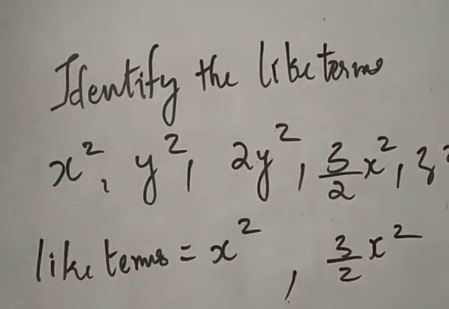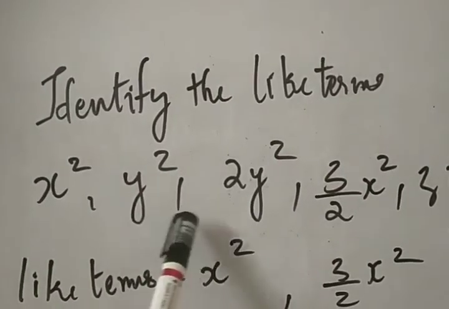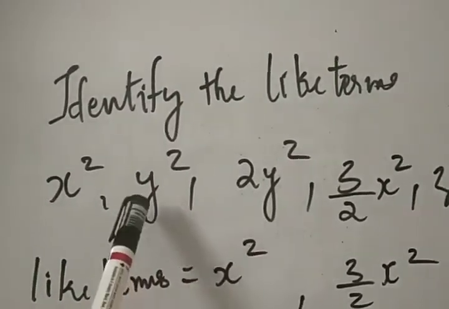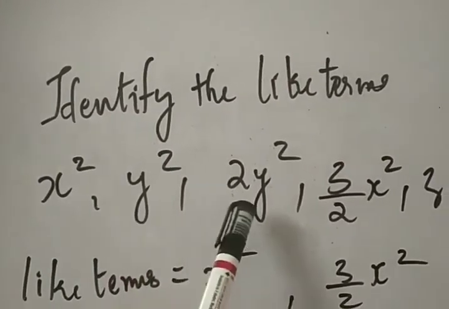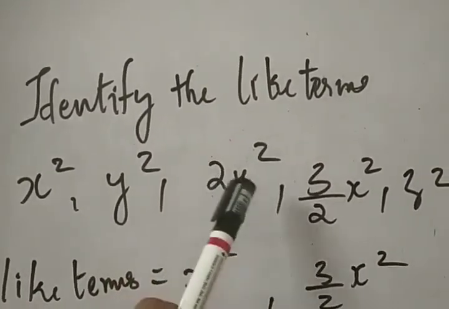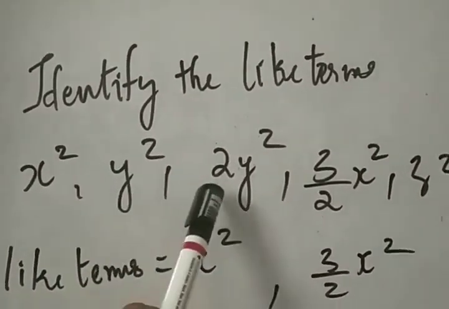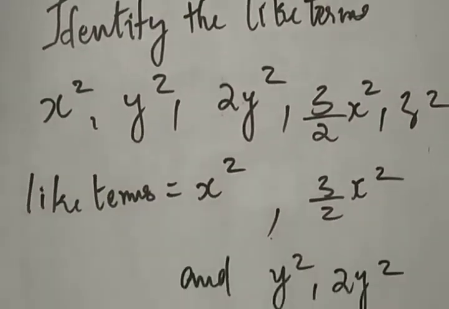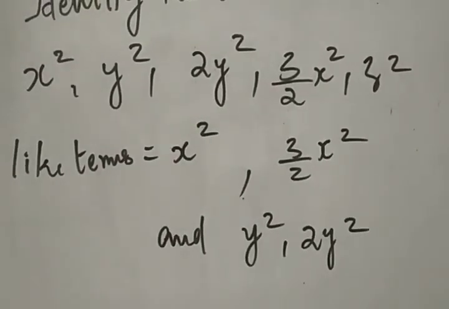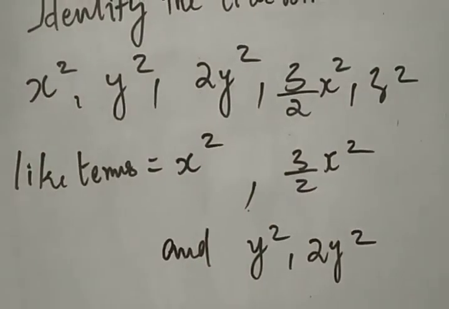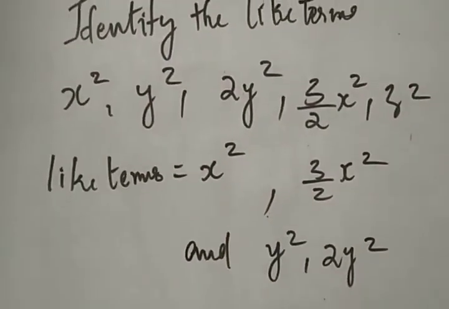Now let us check if there are any other like terms. Here we have y square and here we have 2y square. The literal coefficient of y square is y square, and the literal coefficient of 2y square is y square. So these two terms are also like terms. So the like terms are x square, 3 by 2x square, and y square, 2y square. These two are like terms and these two are also like terms.